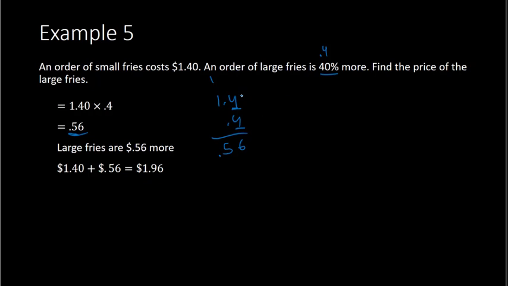The other way I could have done that was I could have taken my $1.40 and realized that 40% more means that I'm paying 140% of the original cost. Right, 40% more than the original is 140%. 40 plus 100% is 140. And then convert that to a decimal, would be 1.4. So I could have done $1.40 times 1.4, and that would have given me the same solution of $1.96.